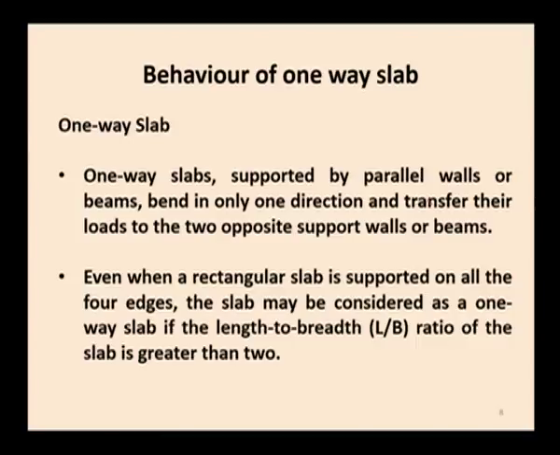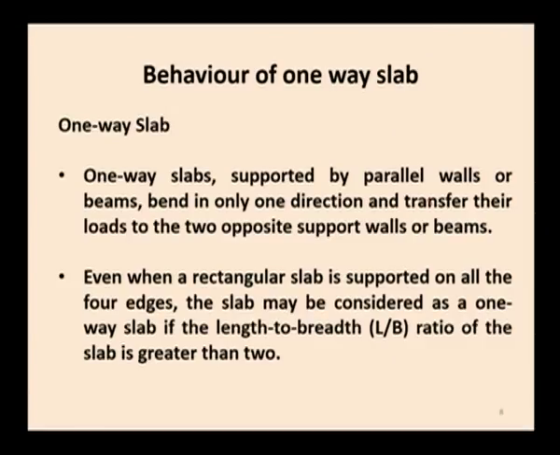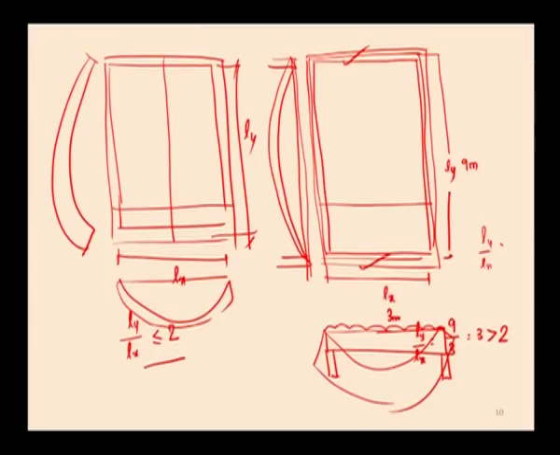And even when a rectangular slab is supported, that is why I have talked about. In the case of a rectangular slab also, even when the rectangular slab is supported on all the 4 edges, the slab may be considered as a one way slab if the length to width ratio of the slab is greater than 2. So, this I have explained. If Ly by Lx is greater than 2, this slab has to be designed as a one way slab.